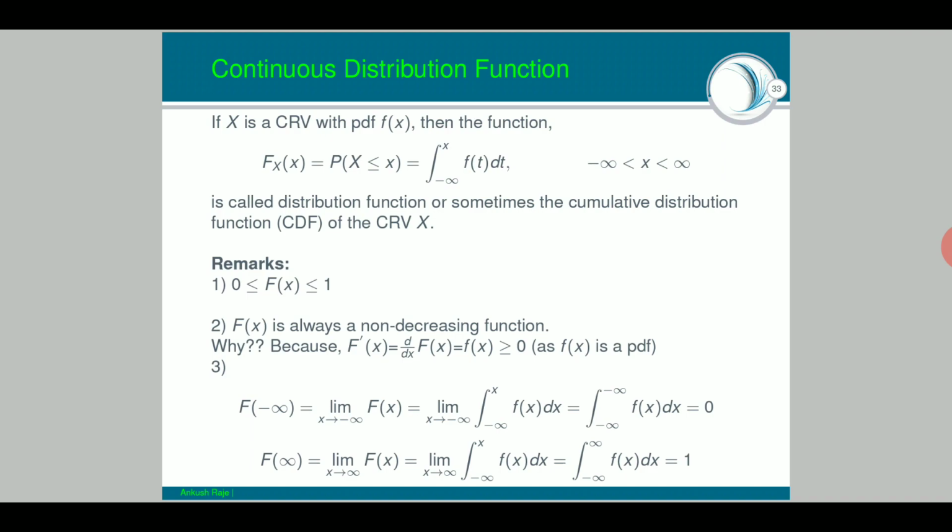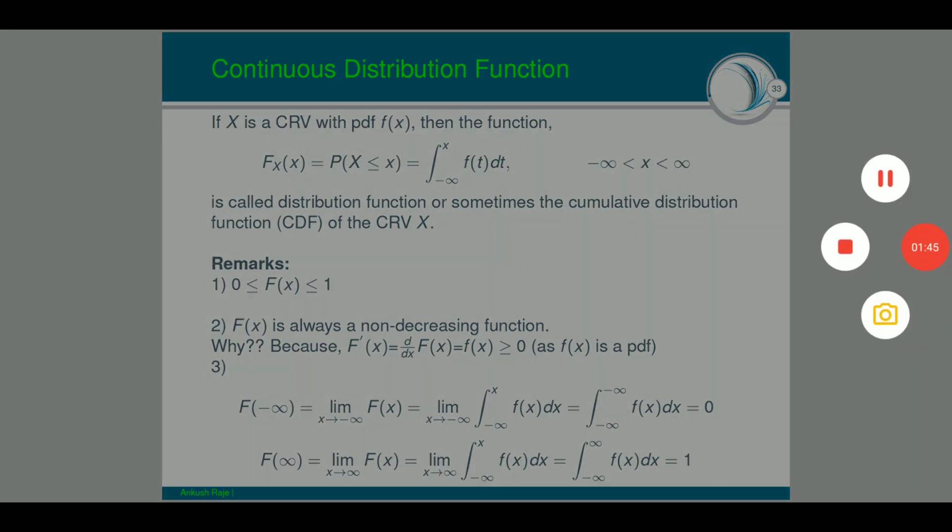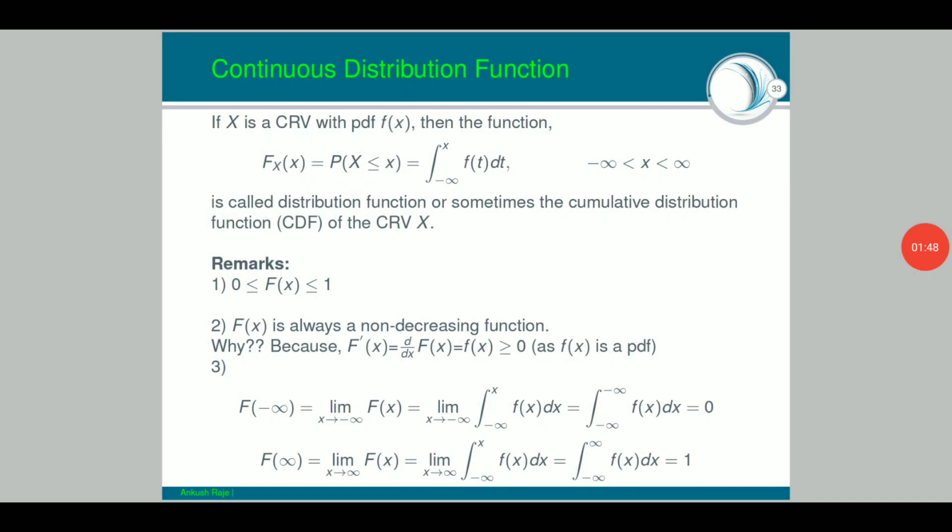It gets accumulated as you go further and further in terms of x. So the integral runs from minus infinity to x. What will be the upper limit of this integration? It will be x, where the probability is restricted. Minus infinity refers to the lowest part of the interval we are talking about. So F of x is equal to the probability of X less than or equal to small x, which is equal to the integral from minus infinity to x of f(t) dt, and is called the distribution function, or sometimes the cumulative distribution function (CDF) of the continuous random variable X.